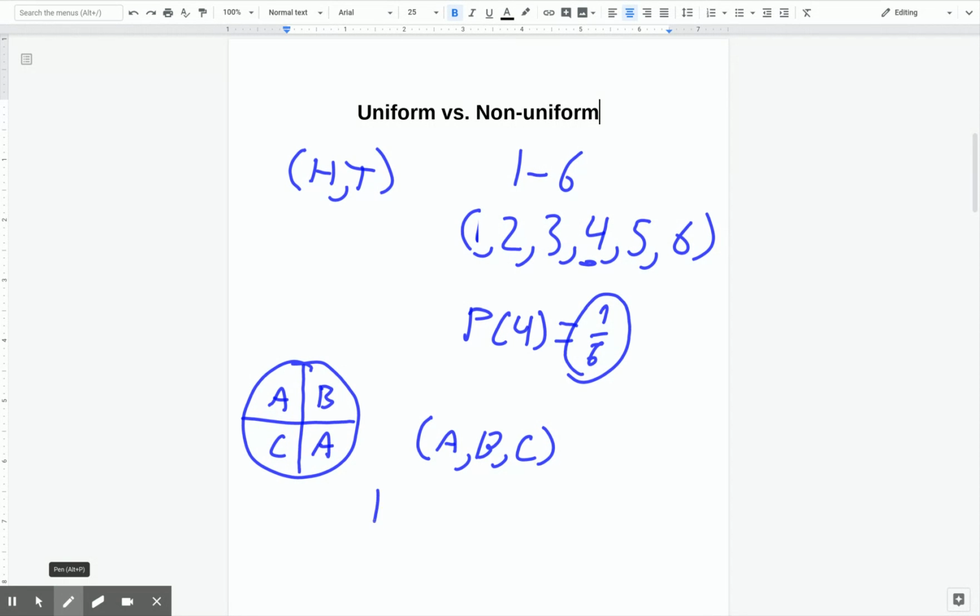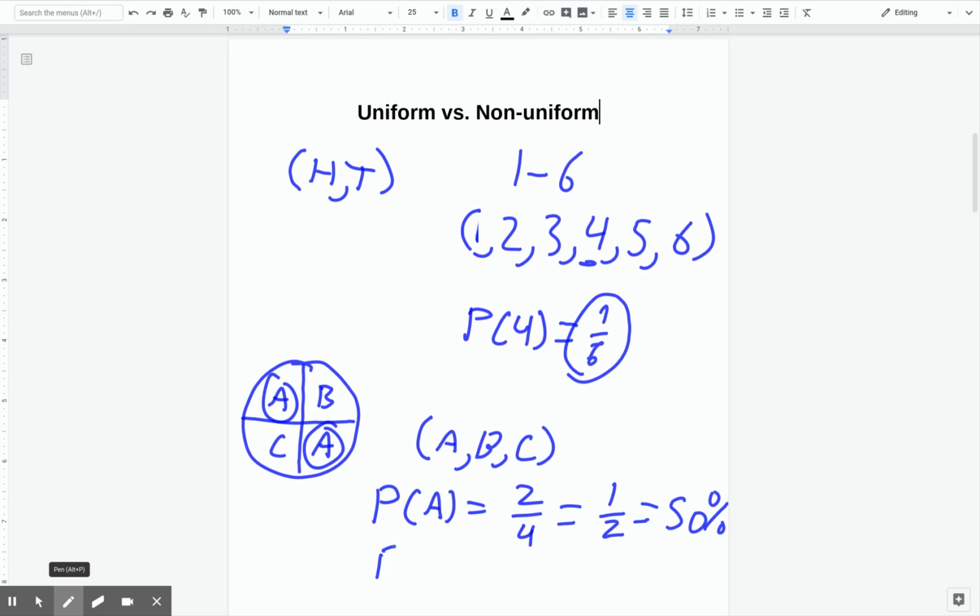And so our probability of A is, we actually have 2. We have this one and we have this one. So we have 2 out of the 4 possibilities for A, which reduces to 1/2, which is equal to 50%. So we have a 50% chance of getting an A.